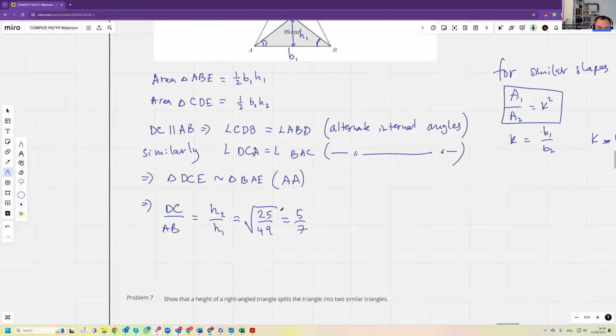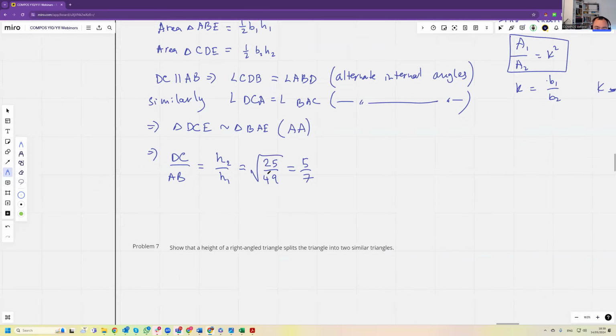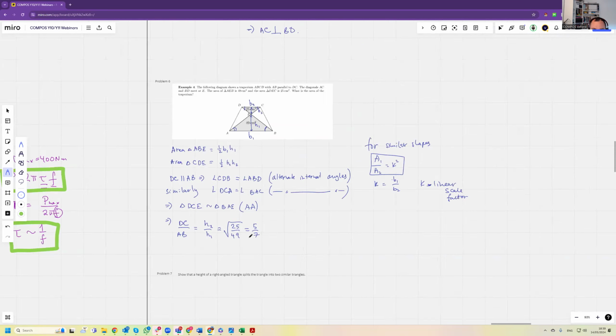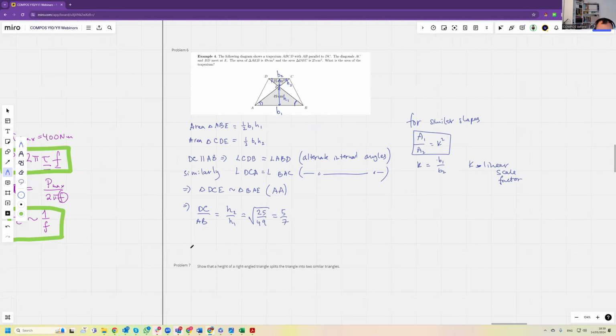Okay. All right, so now we just need to calculate the area of the trapezium.